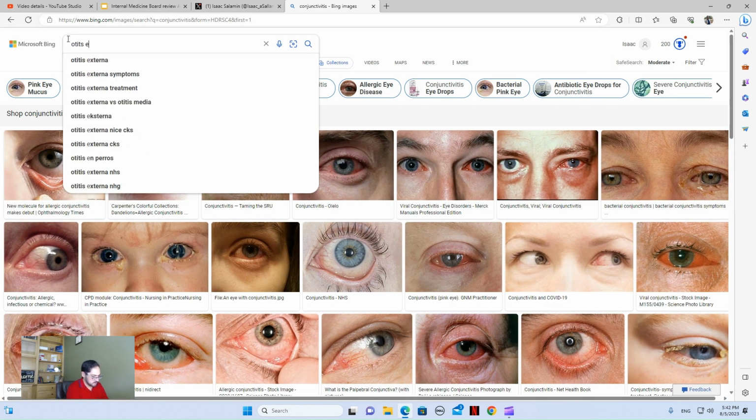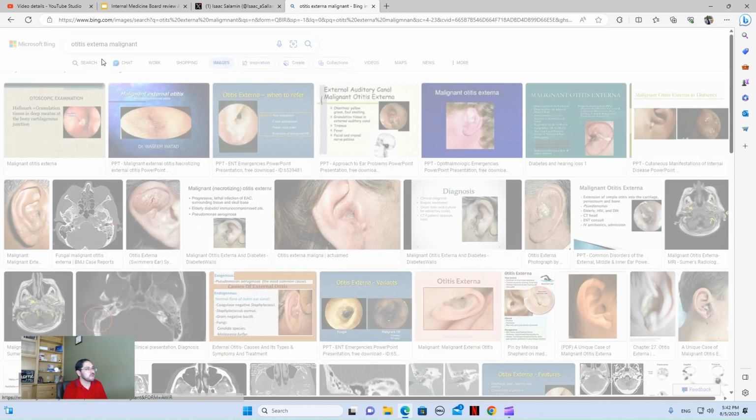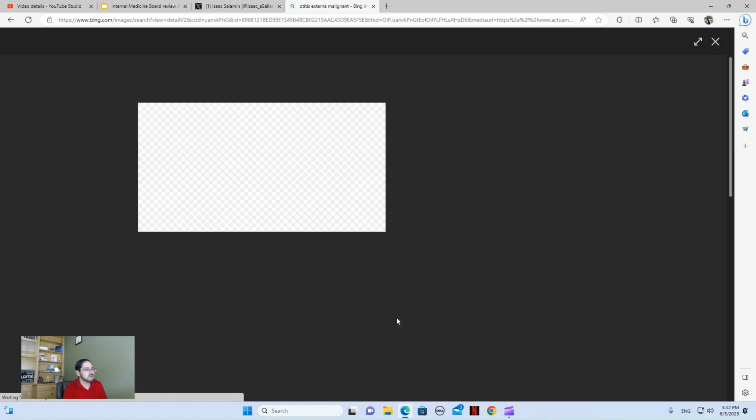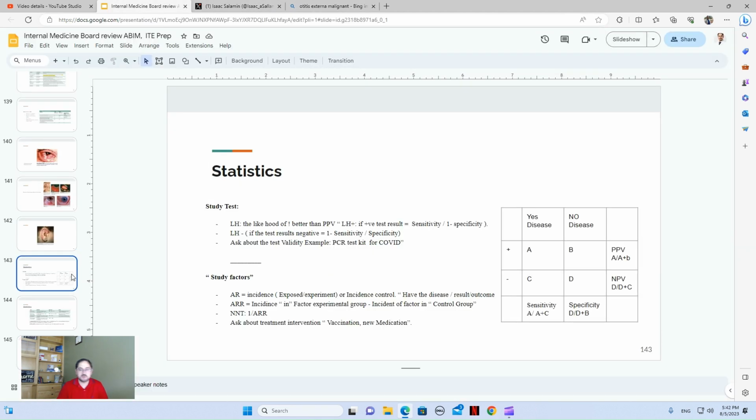Malignant otitis externa, you need to understand, of course, this is pseudomonas infection, severe infection, painful to the ear, and the treatment will be antibiotics covering pseudomonas.